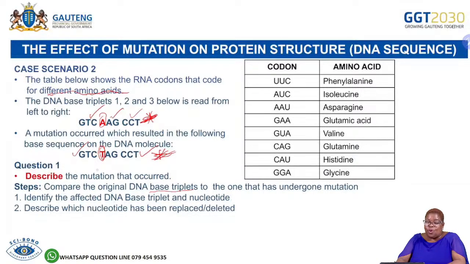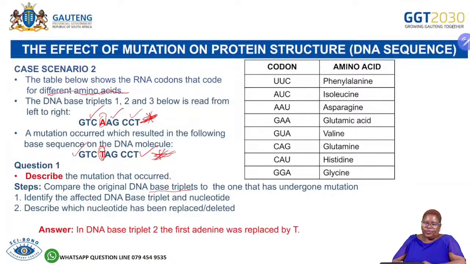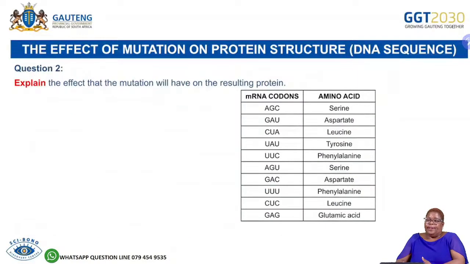So steps 1, 2 are very, very important if you're given a scenario. So the answer is, remember you were to describe the mutation that occurred, right? In DNA base triplet 2, this one, the adenine was replaced by T. A was replaced by T. Remember, you also need those symbols and you also need to know their names. So adenine was replaced by thymine. A was replaced by T. Okay, grade 12 learners. Right, now let's look at the questions.